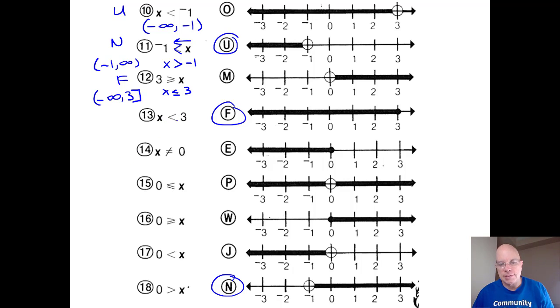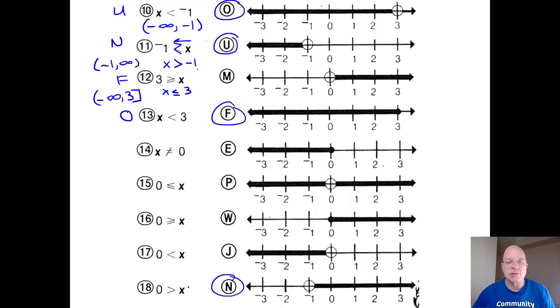Number 13, x is less than positive 3. Less than 3. Oh, I need an open circle at 3. That's why I'm not finding it. Looks like this top one, O, is less than 3, but not equal to 3. So that one's O.